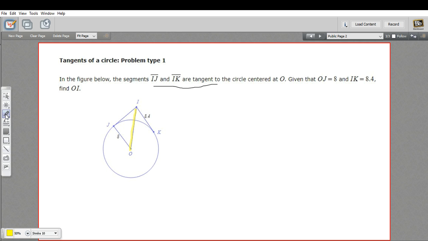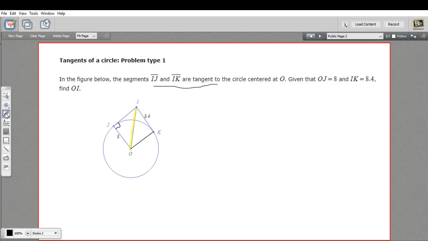So it looks at first glance like maybe we don't have enough information to figure this one out. We do have some information that's not apparent in the diagram, though. It says that IJ and IK are tangent to the circle. What that means is that if this is the point of tangency, J, then this is a right angle, because a line that drops from the point of tangency to the center of the circle is always perpendicular to that tangent line.